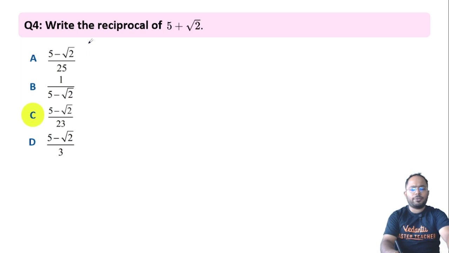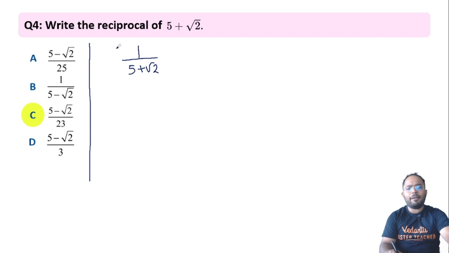Now, most of you might be thinking that, sir, reciprocal means 1 upon, but we are not getting any option like 5 plus root 2. Yes, they haven't given it. If they had given this, then we could just select it simply, but they have not given it in this form. Let's rationalize it.